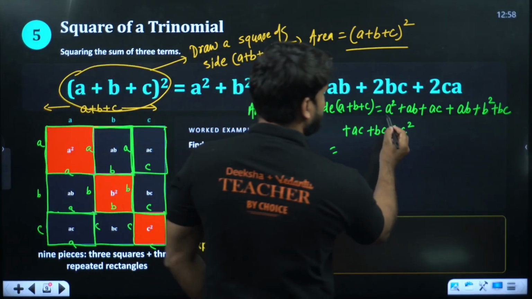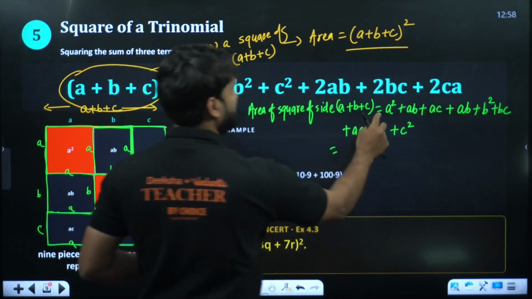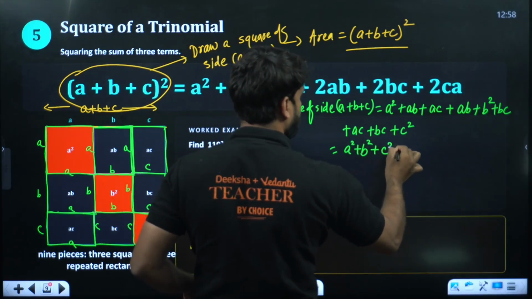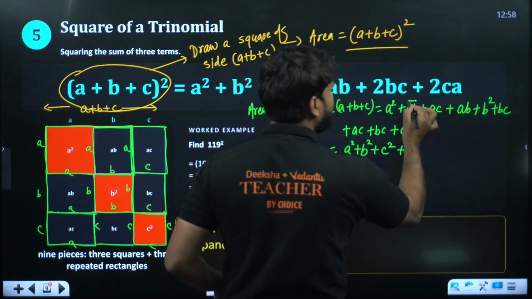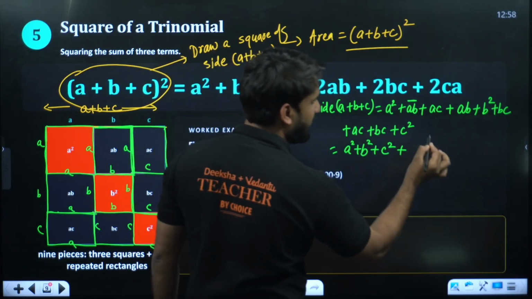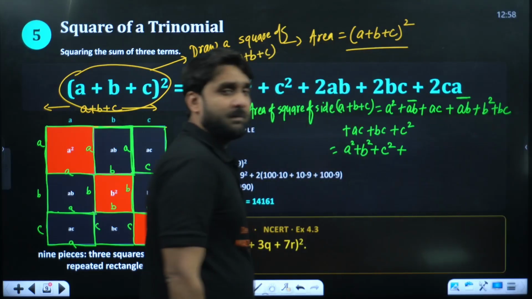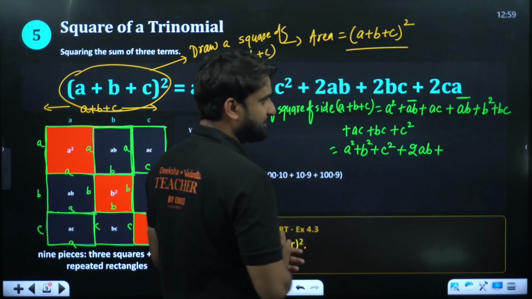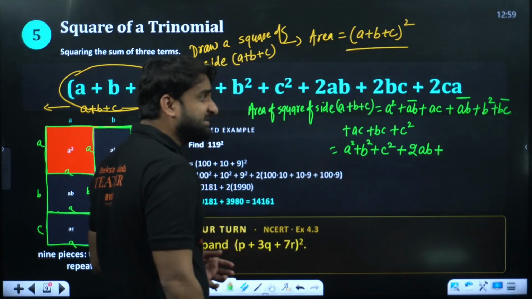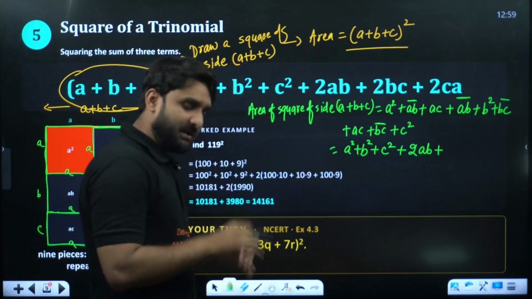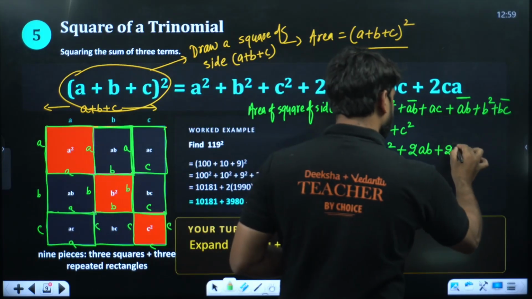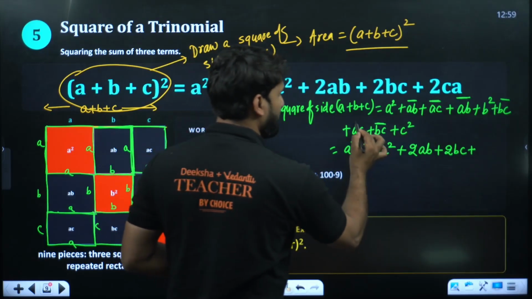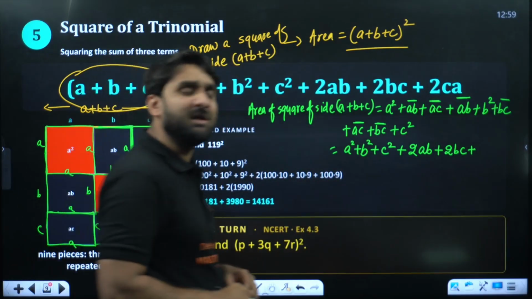Now do one thing, take the square family all together. So this is A square plus B square plus C square. Can you see here, what is this? AB, and here what is this? AB. AB plus AB will be 2AB. Now next, what is this? BC. What is this? BC. BC plus BC will be 2BC. Now this is what? AC. This is what? AC. AC plus AC will be 2AC.